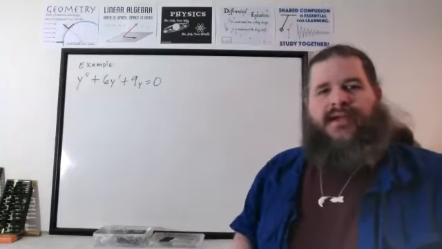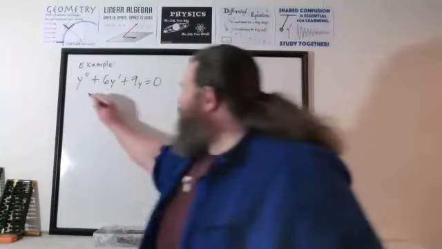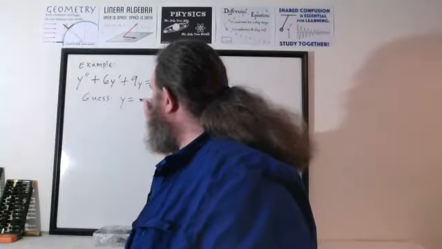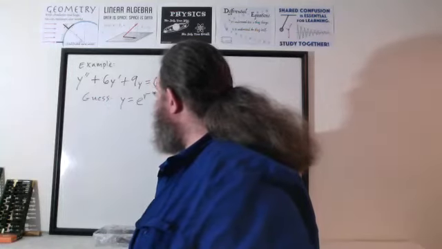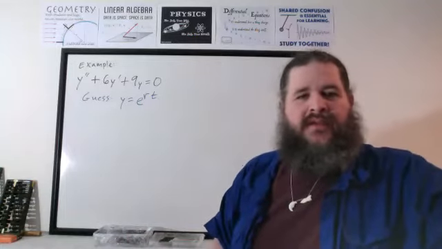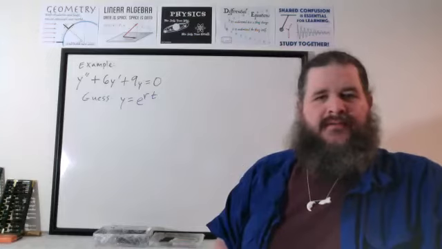In this example, we can start with the usual guess. We assume that y is just e to the something t, let's say e to the rt. And then using that guess, what would the characteristic quadratic look like?